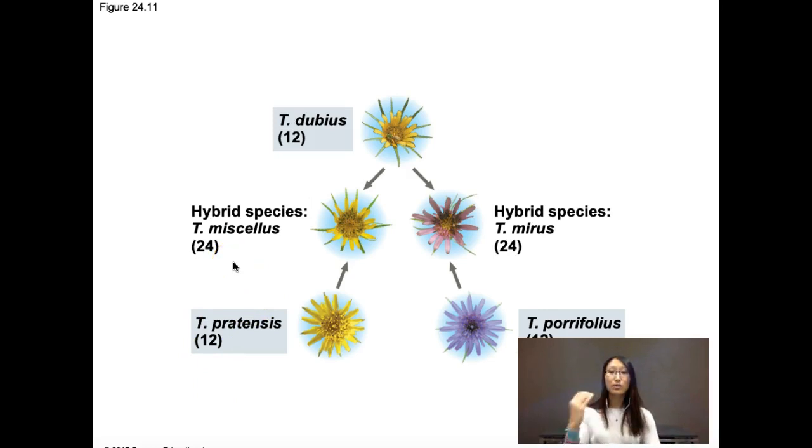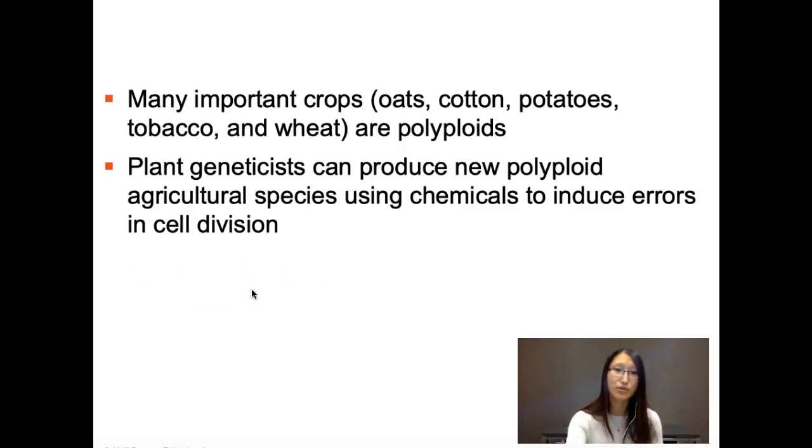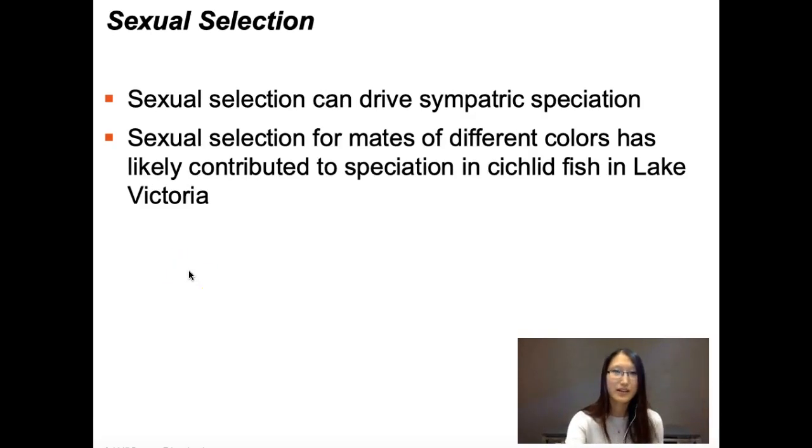So this n equals 12, if that goes through non-disjunction again, you could have 2n equals 24, and this 2n equals 24 can then go on to produce gametes and allow continued reproduction, allowing these hybrids to survive and reproduce. This just shows you that this is not that important. All right, moving on to sexual selection.